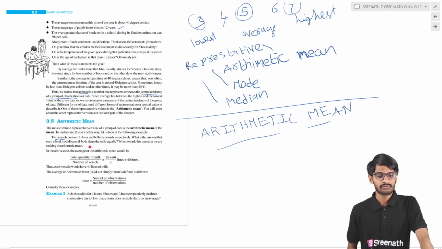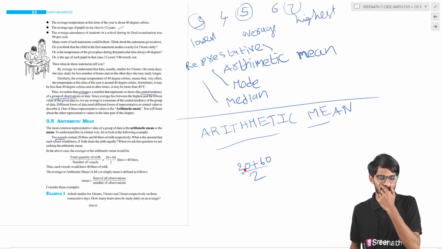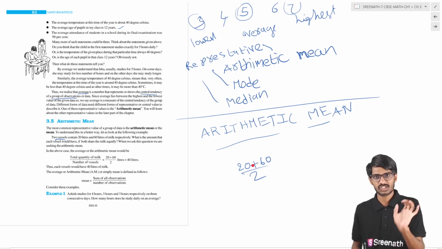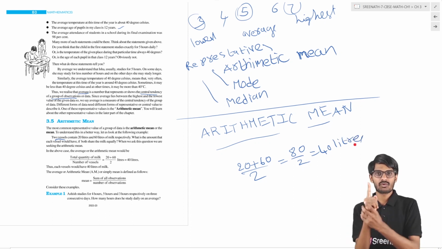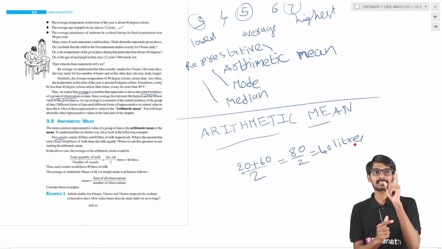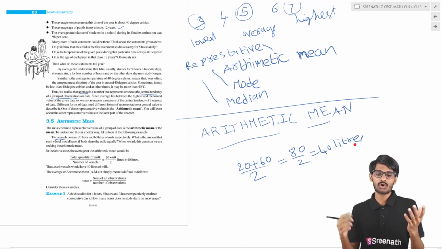If you want to do it, how will you do it? Simply by (20 plus 60) divided by 2. In one vessel there are 20 liters, in another vessel there are 60 liters, and there are two vessels. So divided by 2, it gives 80 by 2, which equals 40 liters. So each vessel contains 40 liters. This is 40 liters and this is 40 liters. Both are equal and equally shared, and the total is 80 liters.